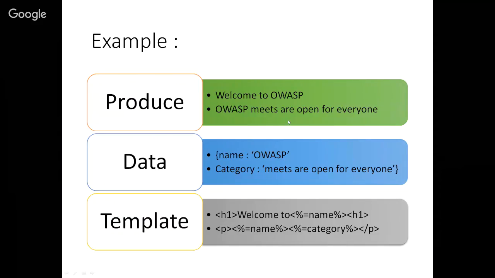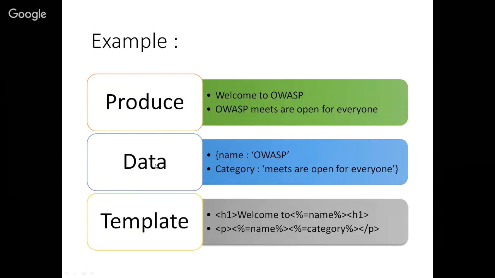So come back to the example. These are the things we want to render. Welcome to OWASP, and OWASP meets are open for everyone. Now see, as I said in the template engine diagram, it combines the data inside the template, right? It puts the data inside there.